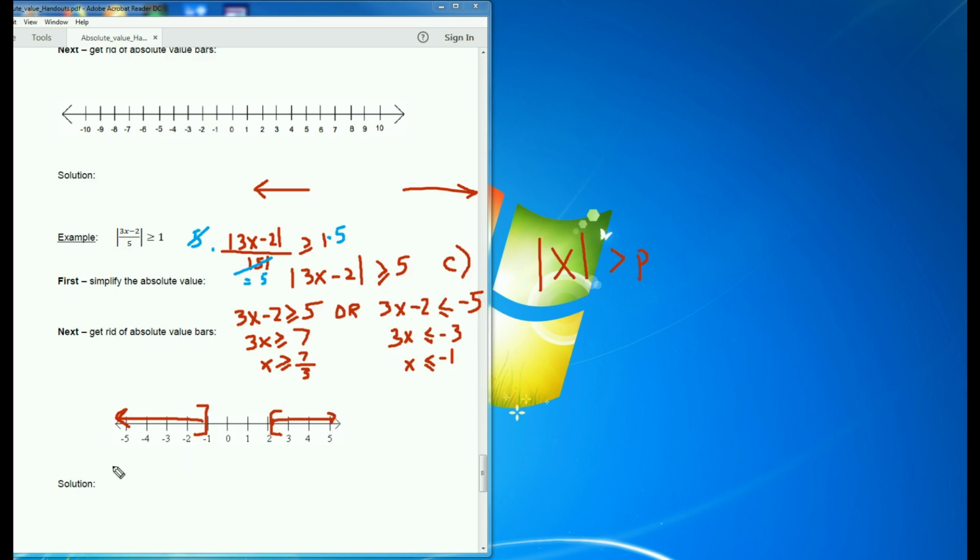Then we just write it in interval notation: negative infinity, comma, negative 1 bracket, because we want to include that, union with bracket 7/3, comma, infinity, paren, because we always use a paren on negative infinity or infinity. I'm going to erase and move on to the next page.